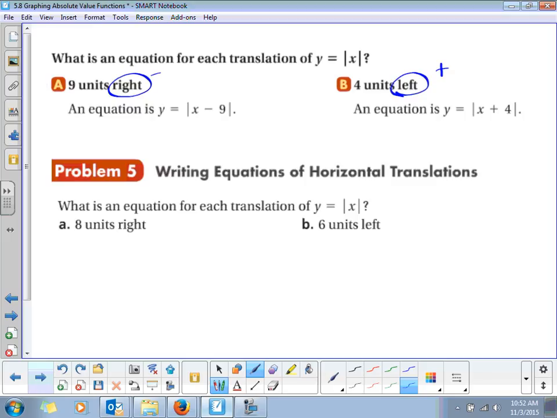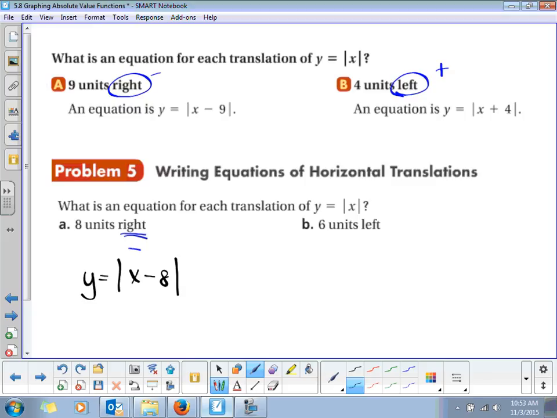So for problem 5, it says writing equations of horizontal translations. What is an equation for each translation of y is equal to the absolute value of x? So, from the parent function y is equal to the absolute value of x, if I'm going 8 units to the right, what does going to the right mean? You're going to subtract. Very good. So my equation would be what, Georgianne? Y equals absolute value of x minus 8. All inside the absolute value.